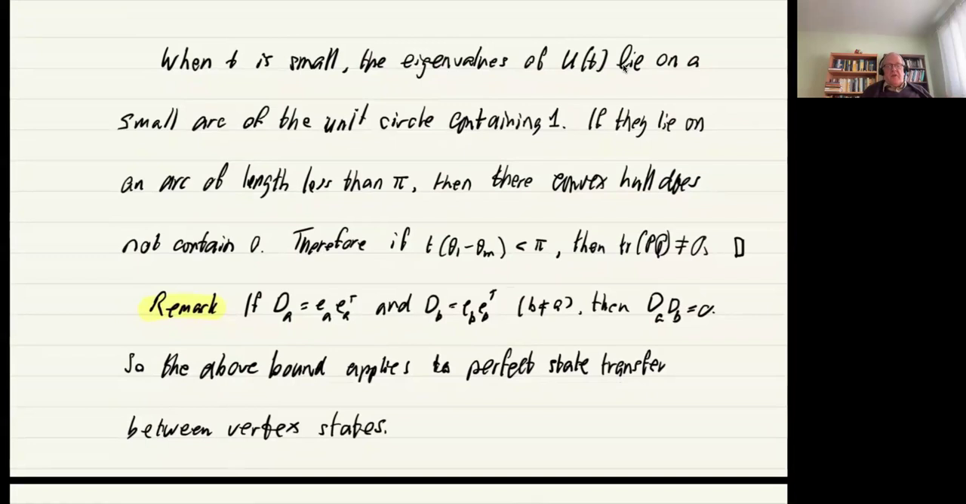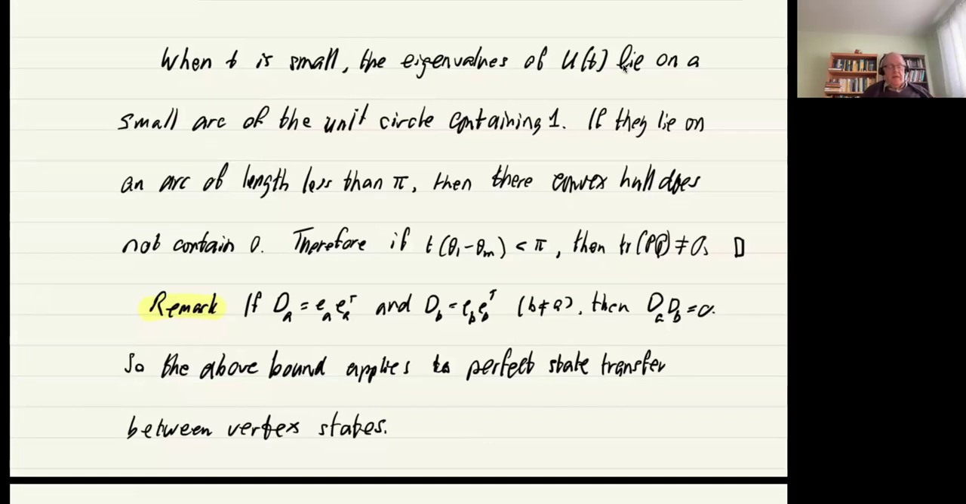Okay, so again, it's a geometric argument. We're saying that the eigenvalues of these lie on the unit circle. If they all lie on one side of a line through the origin, no convex combination of them is equal to 0. And so if the trace of PQ is 0, then t must be greater than or equal to pi over theta 1 minus theta m.